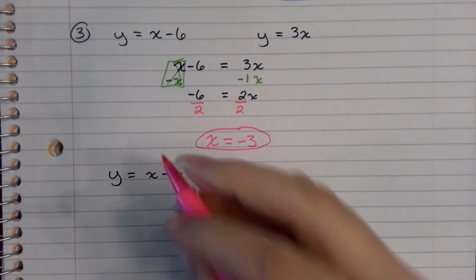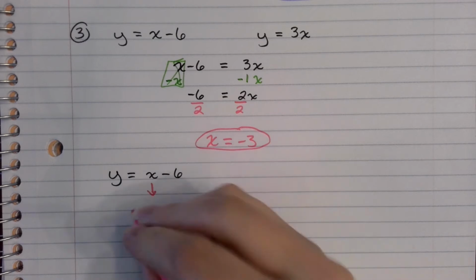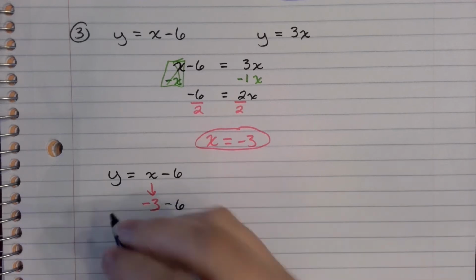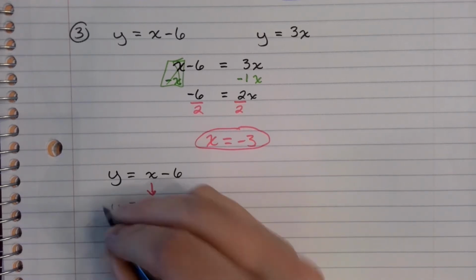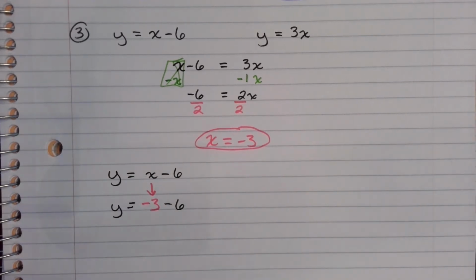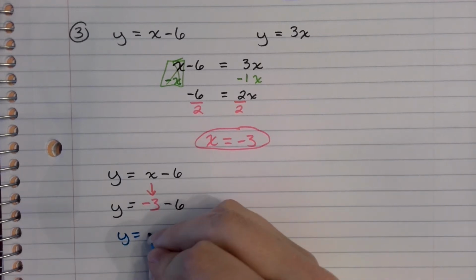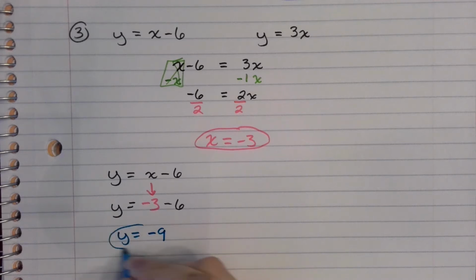I'm going to replace the x, or substitute a negative 3 in for that x. So I now have negative 3 minus 6, and that's supposed to be equal to my y. Well, negative 3 minus 6 is going to give me a negative 9. So I now have y is equal to negative 9.